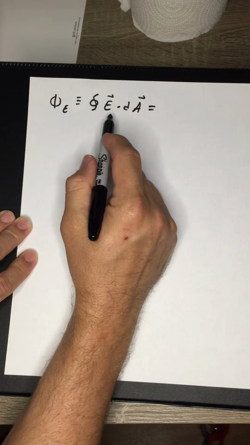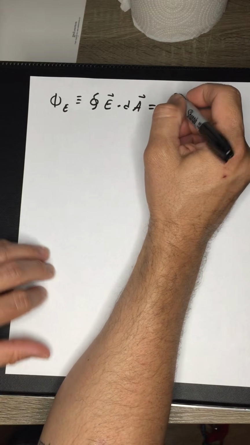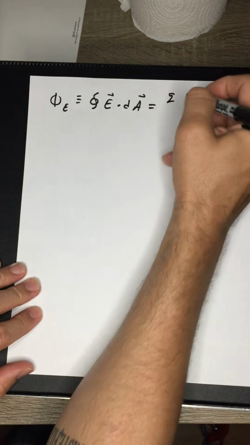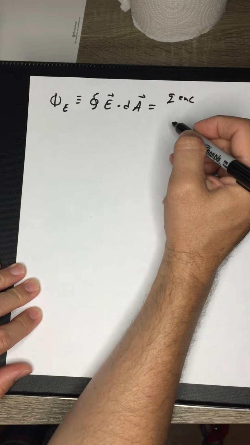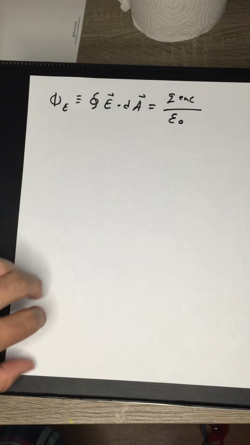Gauss's law involves this term and tells you that the electric flux through any closed surface is equal to the charge enclosed by that surface divided by the vacuum permittivity epsilon naught.